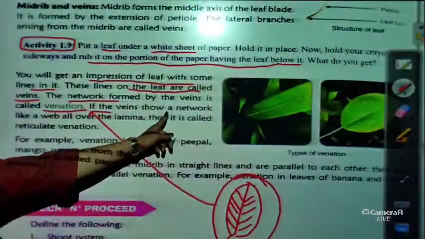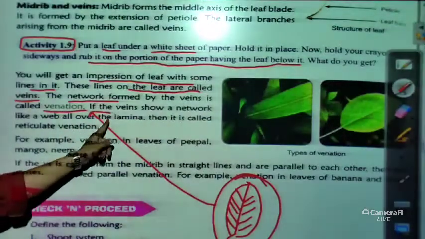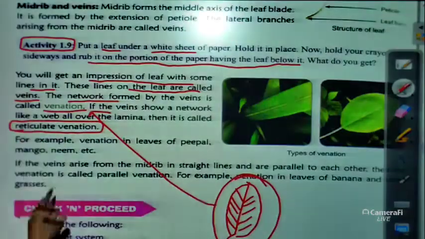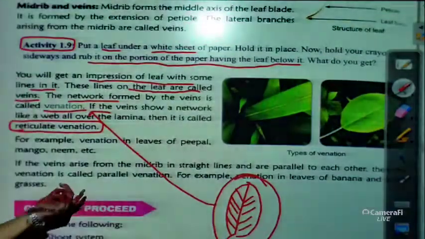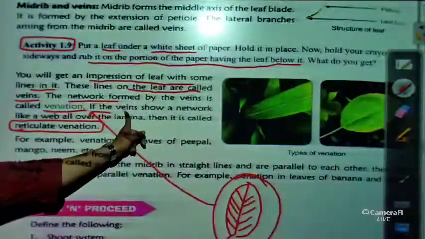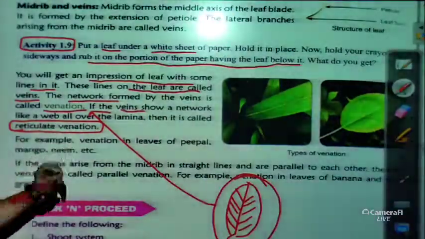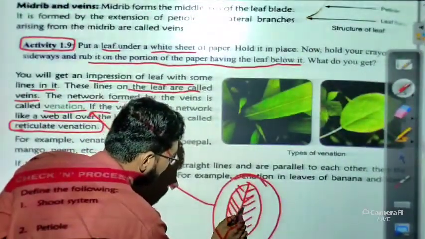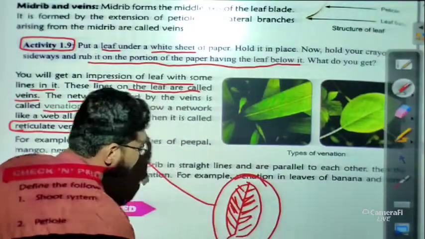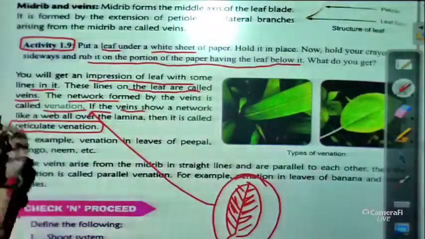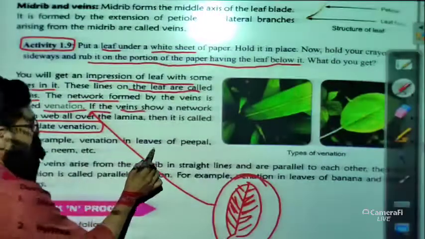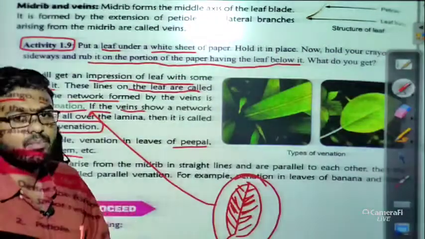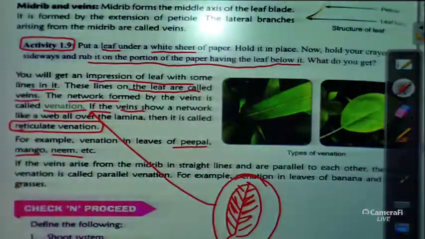If the veins show a network like a web all over the lamina, then it is called reticulate venation. Very important term, one of the most important terms of the chapter. Reticulate venation means that the veins show a network like a web all over the lamina. For example, venation in the leaves of peepal, mango, neem. Only two examples you need to remember.